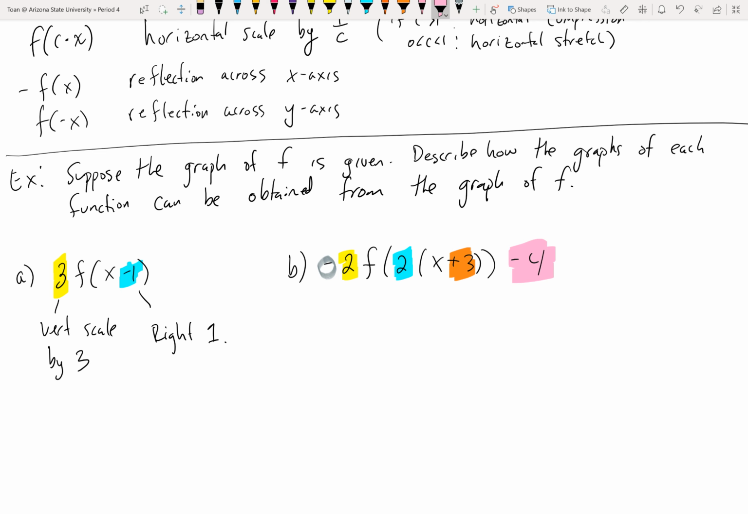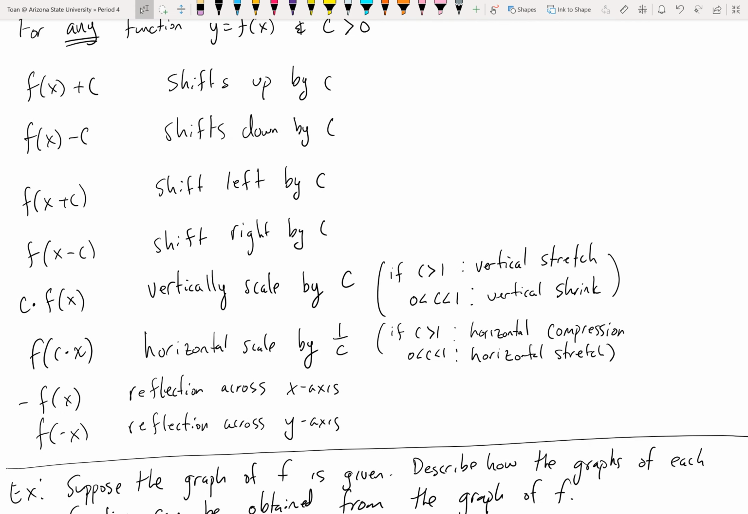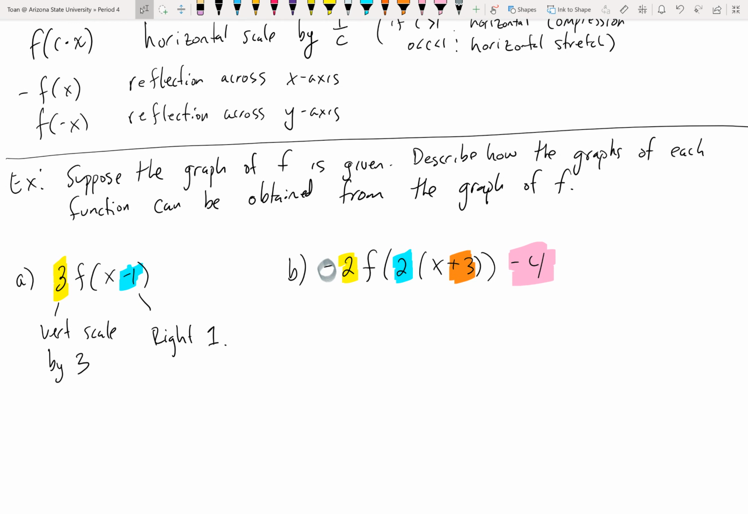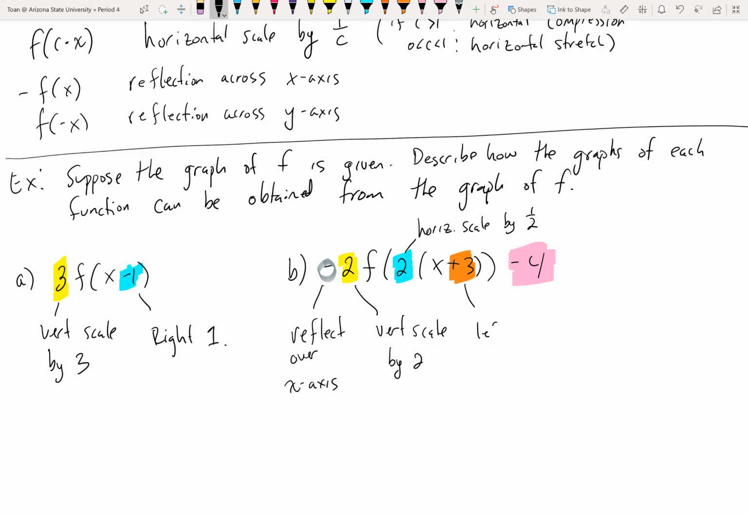Then all you got to do, you have to know this list. There's really no way around it. You have to know these transformations. So, that's why the answer is going to be reflect over x-axis. This is a vertical scale by 2. This is a horizontal scale by 1/2. Remember, if you multiply by a big number, you actually compress things horizontally. This is going to be a left 3.